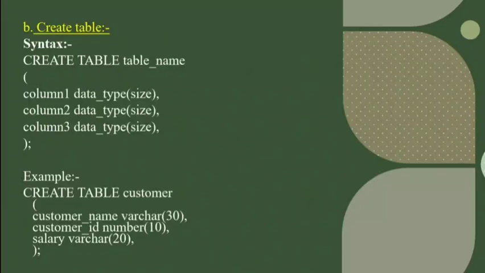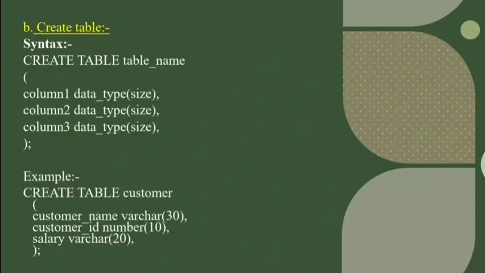Okay, and next, for column 1 I gave the data type as varchar. Customer name is a string value, right? So for that I gave the data type as varchar. And customer id is an integer value, so I have provided the data type as number and its size as well. For column 3 I gave the data type as varchar. For salary you can give varchar or integer or number, it's our wish.